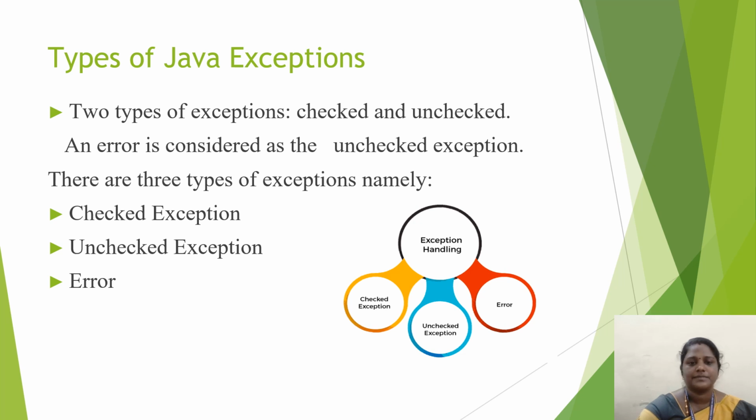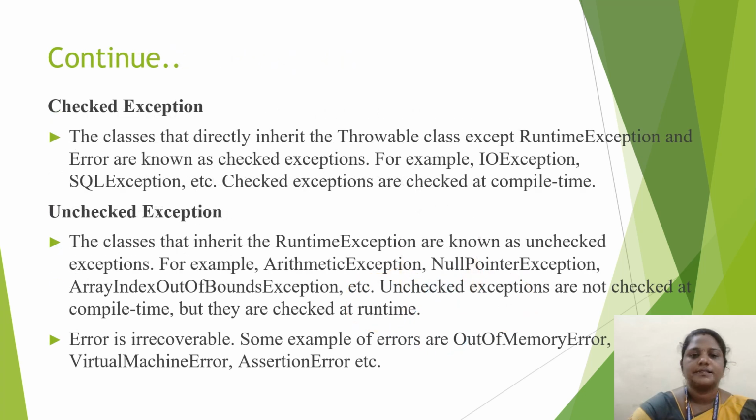Next is the types of Java exceptions. There are two types of Java exceptions: checked and unchecked exceptions. Error is also considered an unchecked exception. Checked exceptions are called compile-time exceptions because they are checked at compile time. The programmer has to handle these exceptions, otherwise the system shows a compilation error.